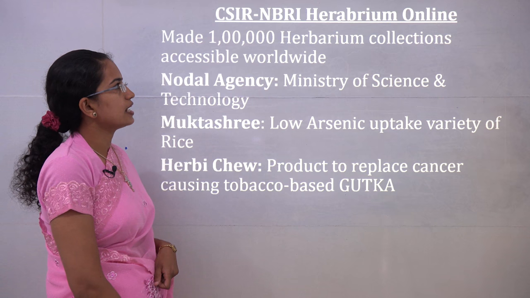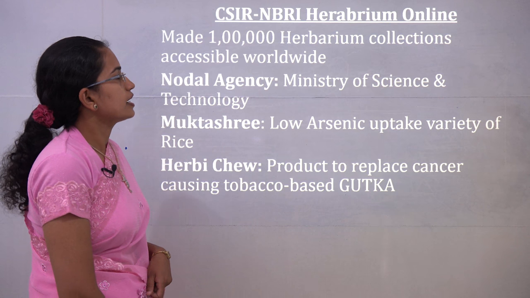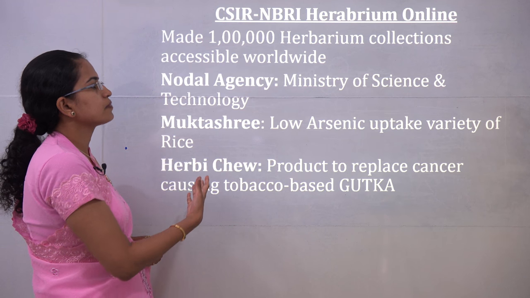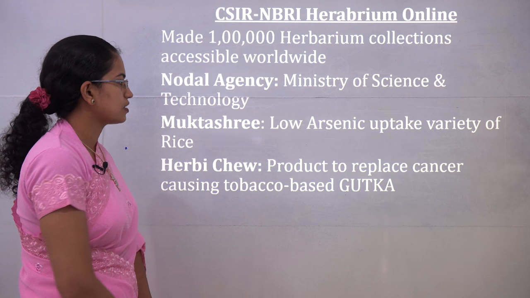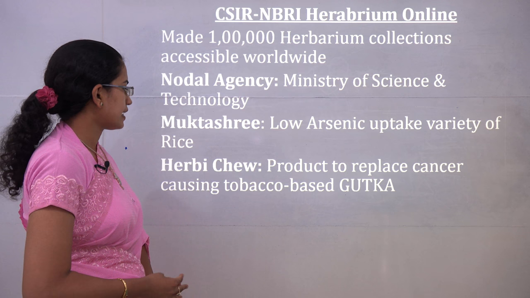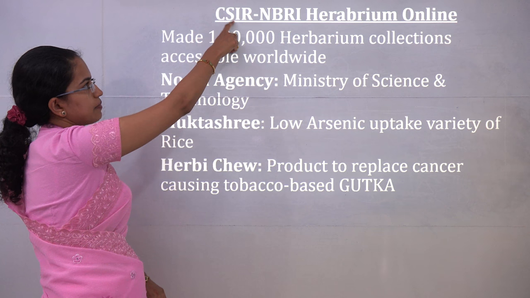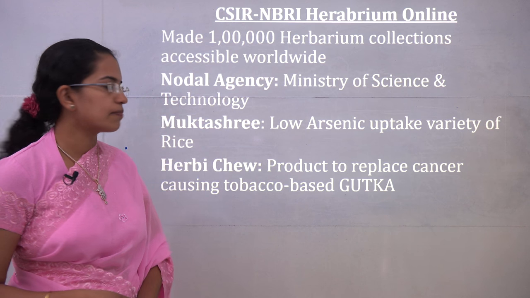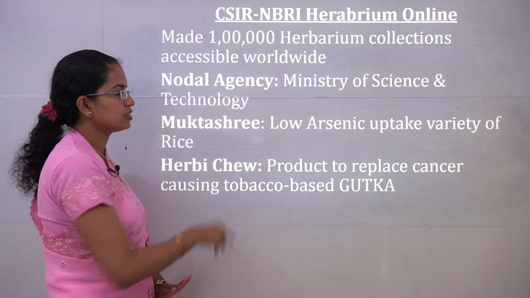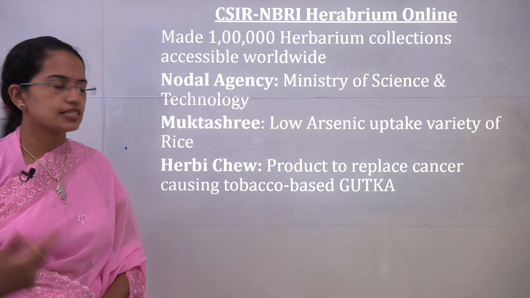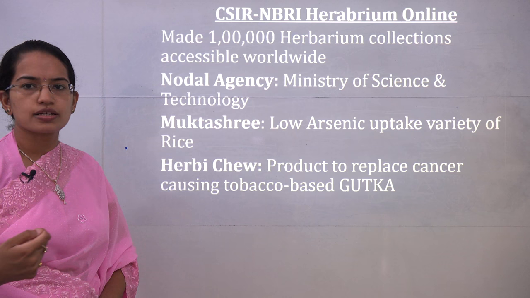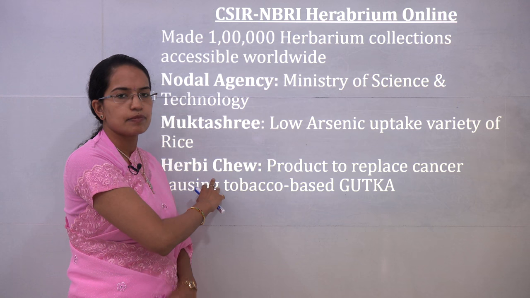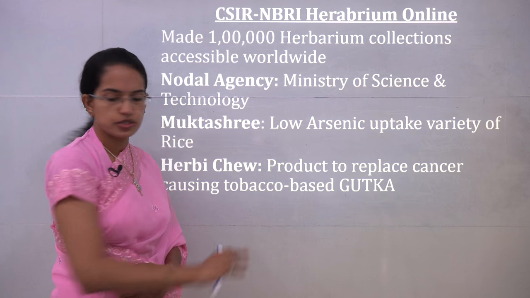The next is CSIR-NBRI Herbarium Online. It now has more than 1 lakh herbarium online worldwide. It has been run by Ministry of Science and Technology. Now, one of the varieties of rice that has been declared by CSIR-NBRI is Muktashri, that has a low arsenic uptake. The next is Herbichew. This is a product that replaces cancer for the people who are used to chewing tobacco-based gutkha. So, this chew would be a kind of healthy replacement for the people who have a habit of chewing tobacco.